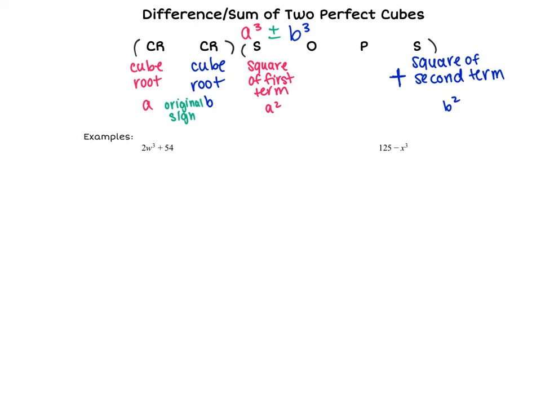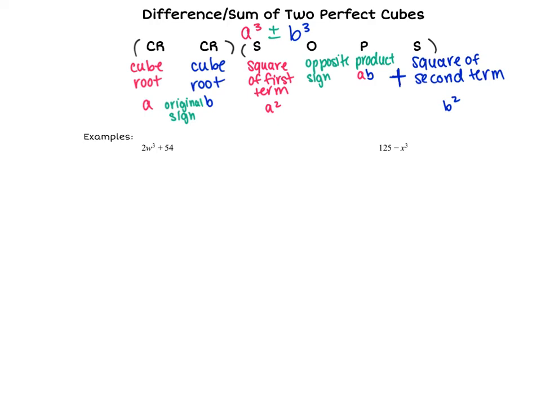Now, there's going to be a third term that goes in the middle of the second parentheses, and that's where the O and P come from. So OP stands for opposite product. And when we say opposite, it just means it's going to have the opposite sign of the original sign. And the product is just the product of the two terms we are squaring in this parentheses. So let's look at an example.